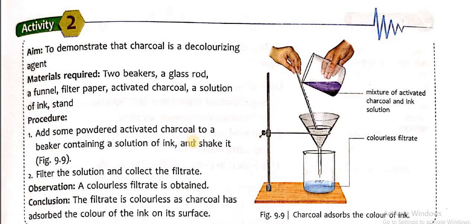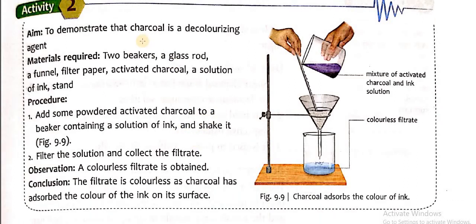Next, we also mentioned that in the uses, charcoal is a decolorizing agent. That means it helps to remove the color from a substance. So let us try to prove it with an activity. The materials required are 2 beakers, a glass rod for shaking as well as to pour the liquid, a funnel, filter paper which is put inside the funnel, activated charcoal, a solution of ink, and a stand.